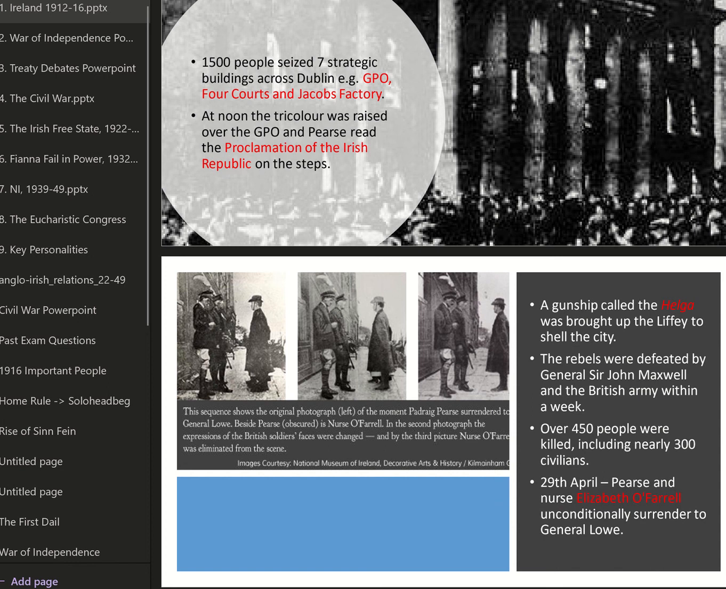And the rebels were defeated. The leader of the British Army at this time was a man called Sir John Maxwell. They defeated them within a week, which is probably longer than most people would have thought the Irish would have held out, because they were sitting ducks, sitting in a building essentially waiting to be attacked. The picture on the left-hand side shows Padraig Pearse admitting defeat, essentially surrendering.